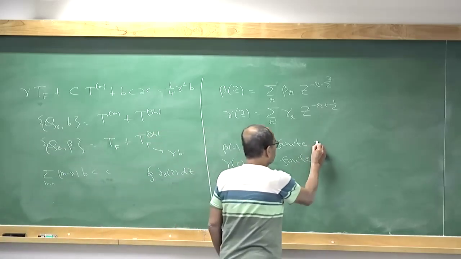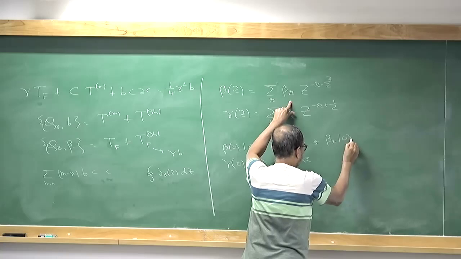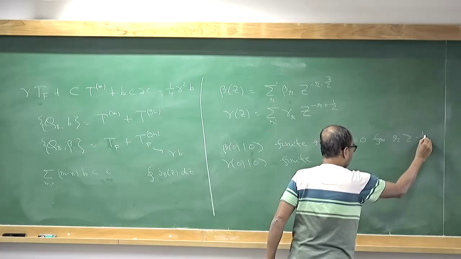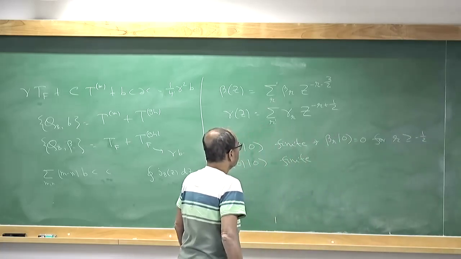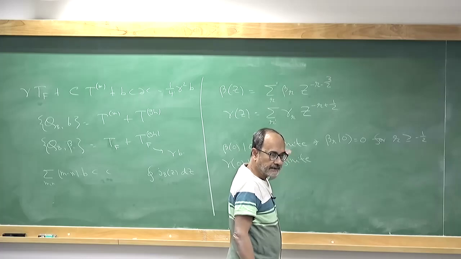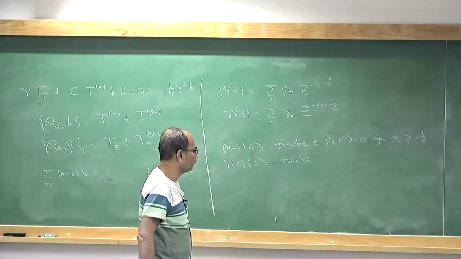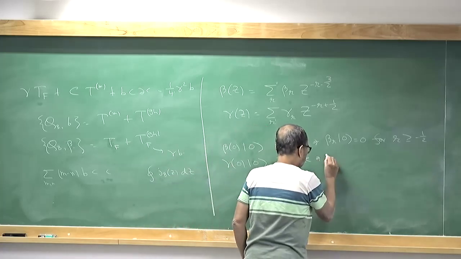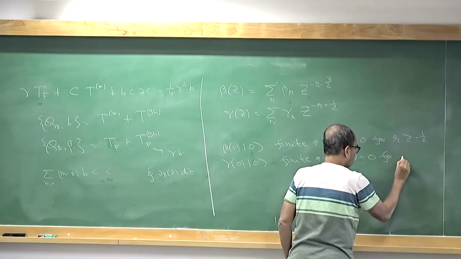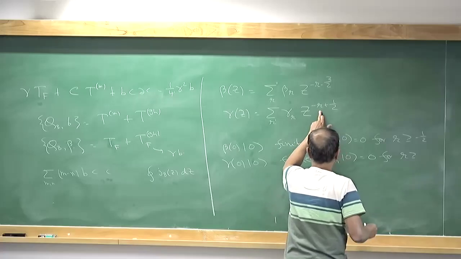And this implies from here that beta r on the vacuum should be 0 for r greater than or equal to minus half. We see if r is equal to minus half, then this is z inverse, right? That coefficient should vanish. And for r larger than this, it will be even higher powers of z inverse, so it should vanish. And this implies that gamma r acting on 0 should be 0 for r greater than or equal to 3/2. Because for r equal to 3/2, it's z inverse.